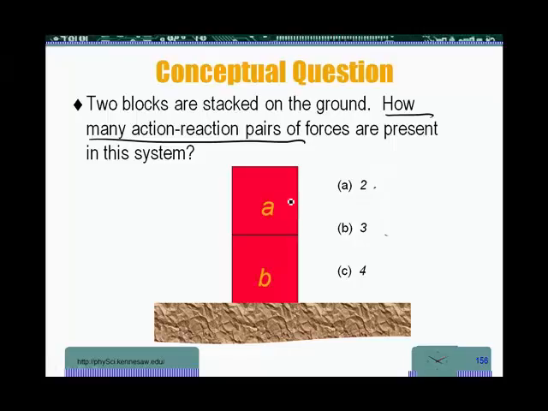We have block A is going to push down on block B with a normal force. And there will be a reaction to that, block B pushing up on block A with a normal force. So that's one. Now the other pair.